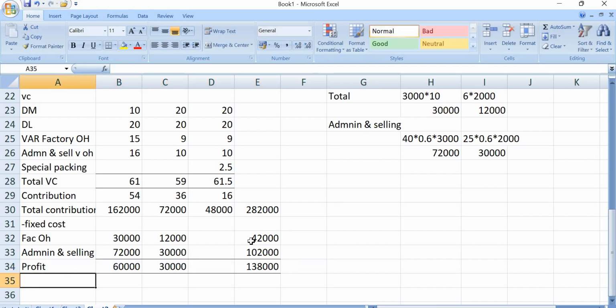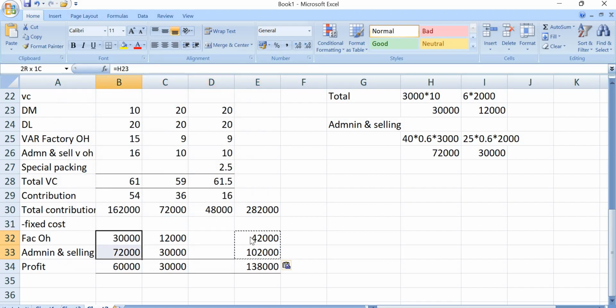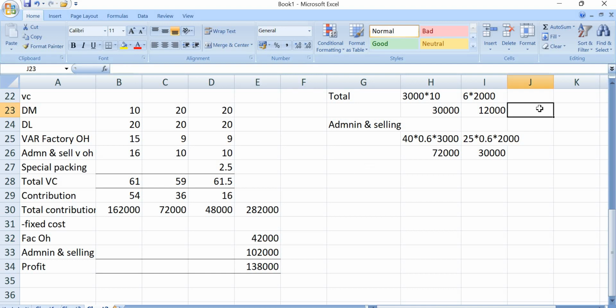So this fixed cost only, you can show the total as well. Without showing all this, you can show only these two totals. So it's not an issue. Even if you are showing it in this way, it is fine. That is 42,000 and 1,02,000. So even you can show in this way. So the total profit is around 1,38,000.